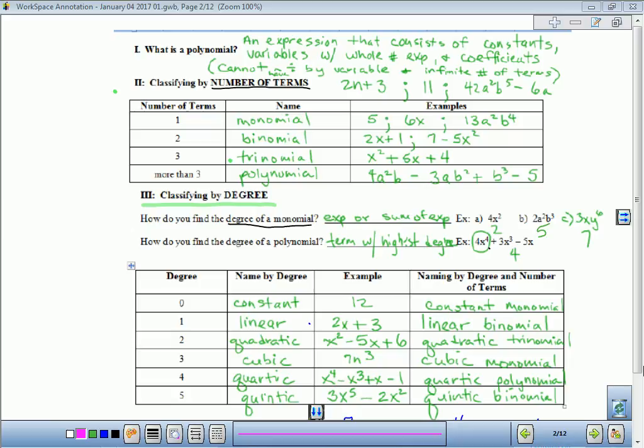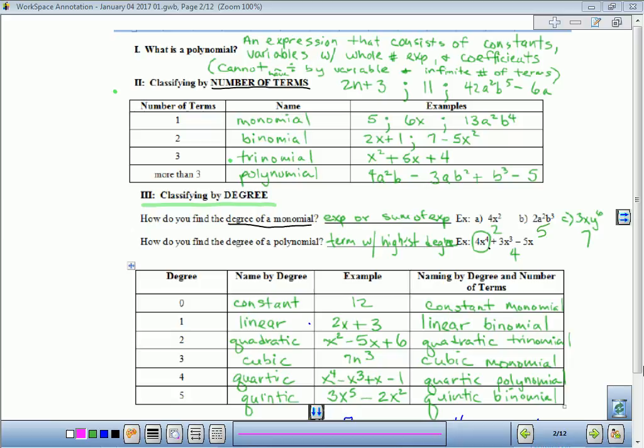Alright. The next way to classify is by degree. How do you find the degree of a monomial? Okay? It is either the exponent or it's the sum of the exponents. So, here in example A, the degree of this is just the exponent, which is 2. But here we have multiples, so we add them and we get 5. This would be 7.